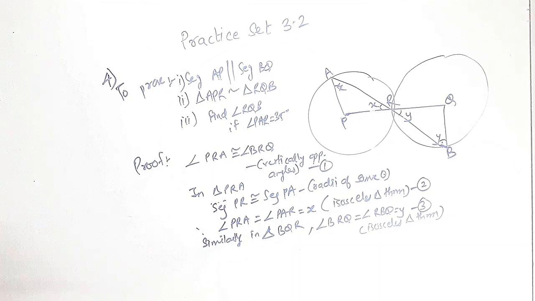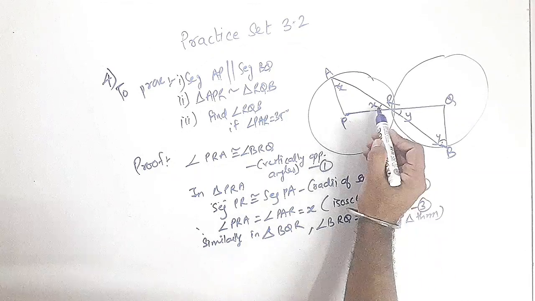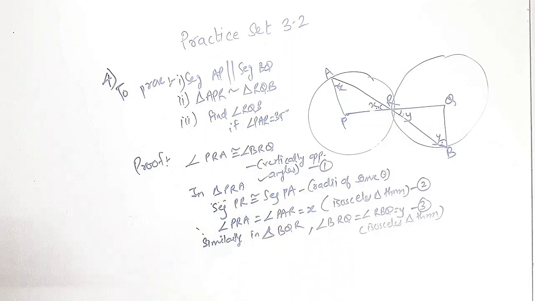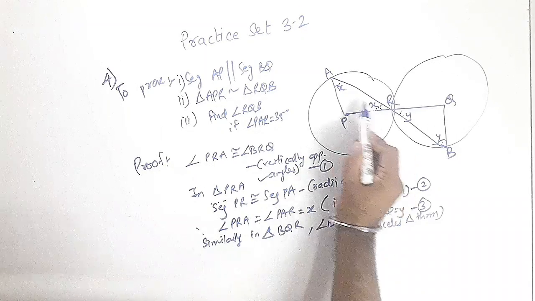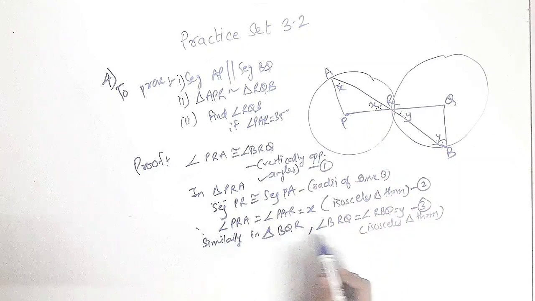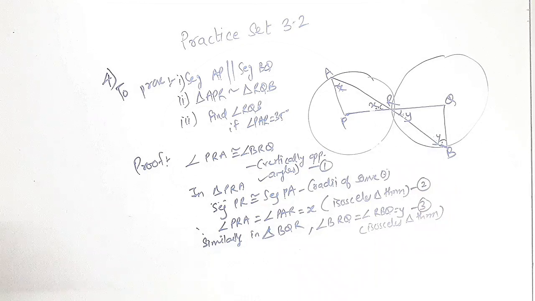Now see, if you observe point number 1, 2 and 3, these both are congruent. X is equal to Y because they are vertically opposite angles. So this is equal to this and this is equal to this, means we are getting here X is equal to Y. So this X is also equal to Y.